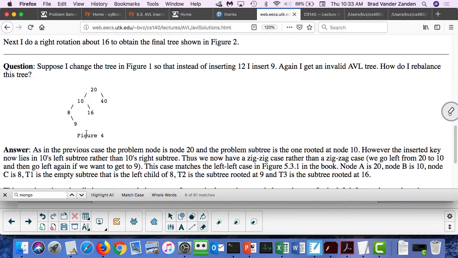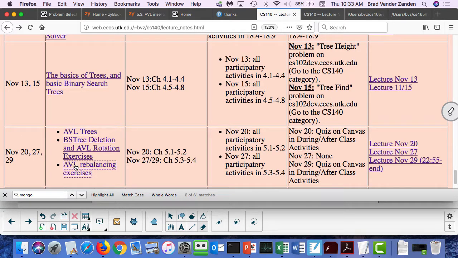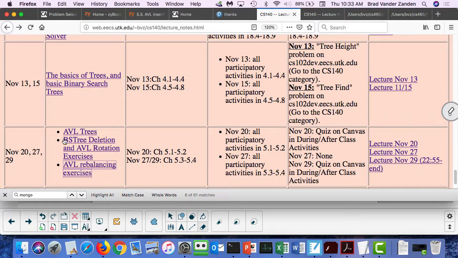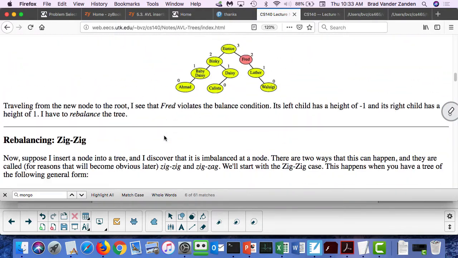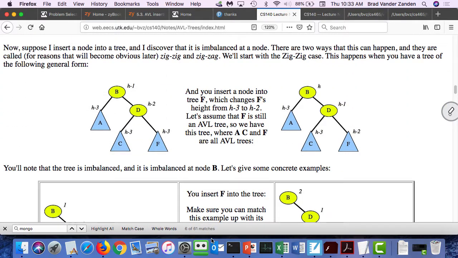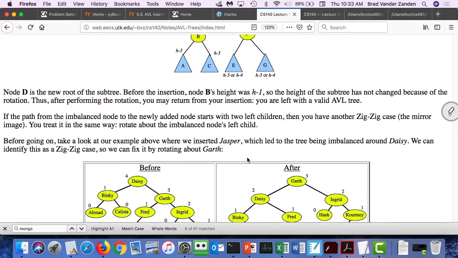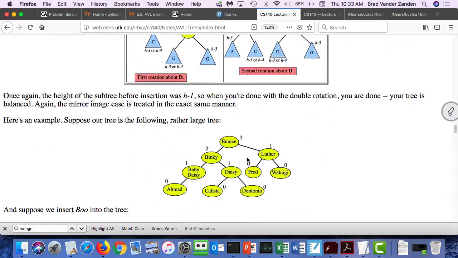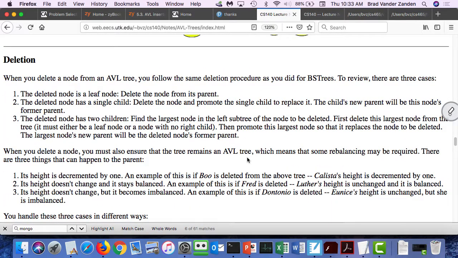But we need to talk about deletion. So deletion is really, you've got all the tools that you need in order to do deletion. Okay, so the first step in deletion is to treat the tree just like a binary search tree, because in fact, that is what an AVL tree is. It is a binary search tree. So your first step in deletion is to delete using exactly the same set of rules you used when deleting from a binary search tree.